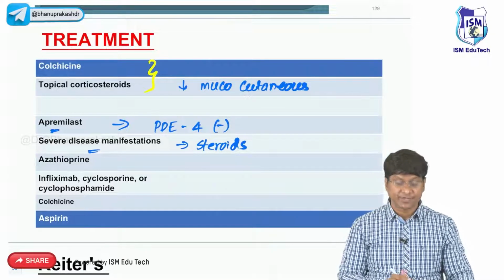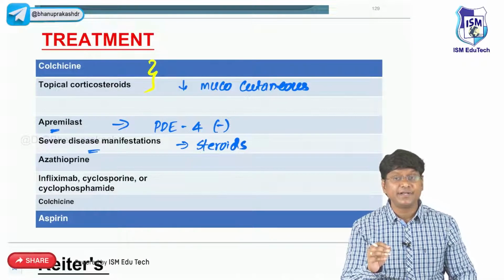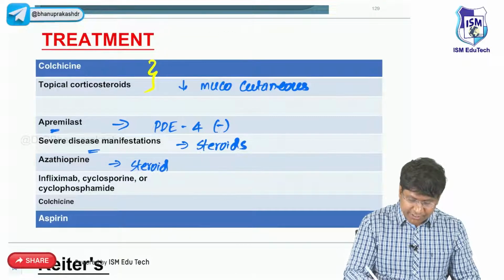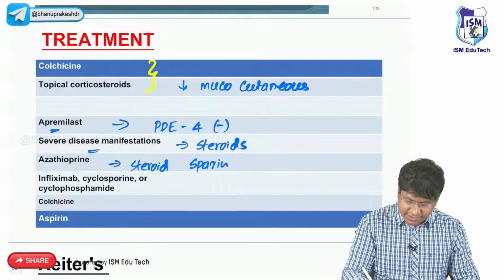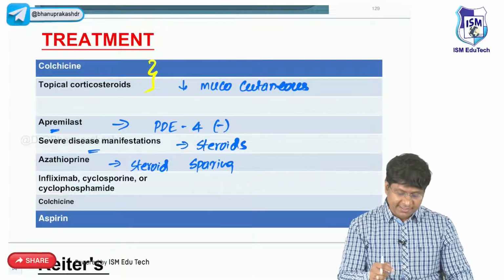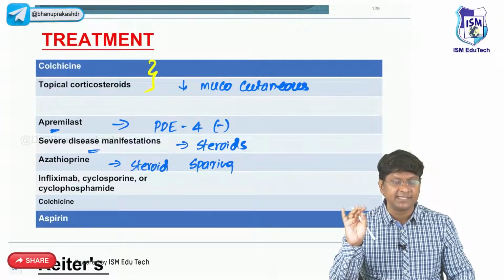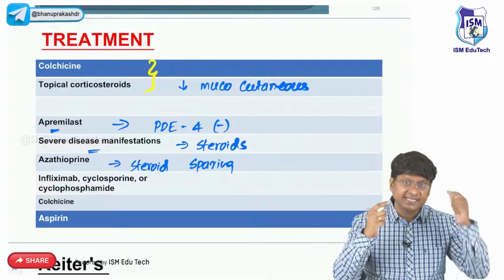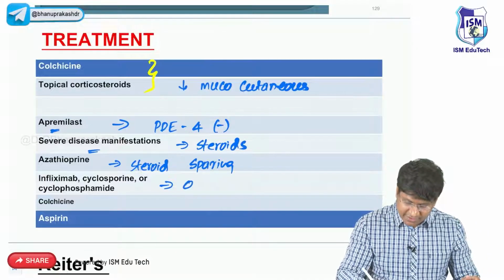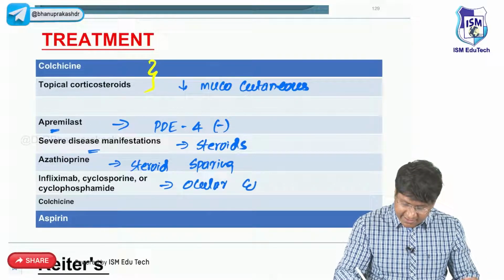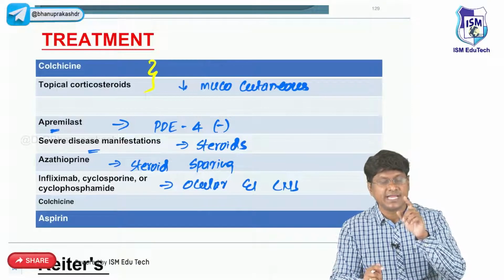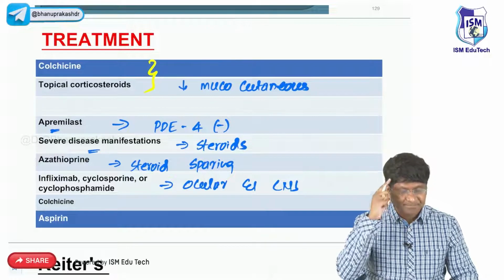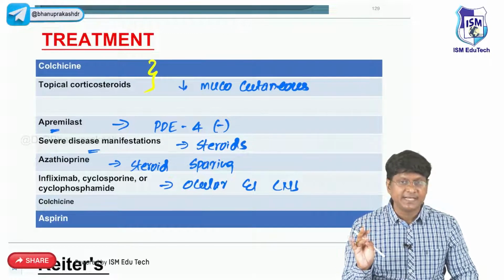Then coming to azathioprine, when will you give azathioprine? Azathioprine is an effective steroid sparing agent. So suppose the individual is developing the features of Cushing's, then we need to stop the steroids and give azathioprine. And the other drugs are infliximab, cyclosporin, and cyclophosphamide. These three drugs are indicated for severe ocular and central nervous system manifestations. What is the ocular manifestation? We have discussed anterior and posterior uveitis. What is the central nervous system manifestation? We have discussed sterile meningitis, cranial nerve palsy, and even seizures.